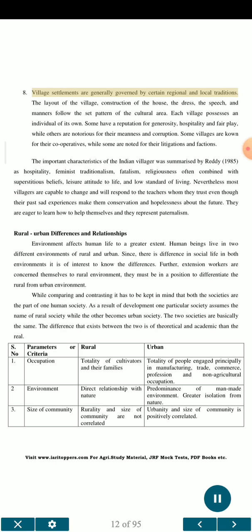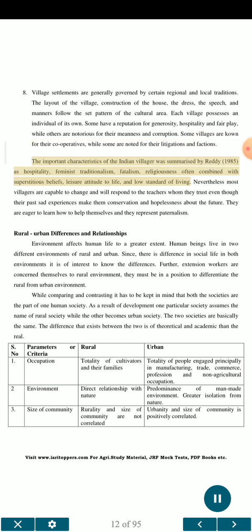8. Village settlements are generally governed by certain regional and local traditions. The layout of the village, construction of the house, the dress, the speech, and manners follow the set pattern of the cultural area. Each village possesses an individuality of its own. Some have a reputation for generosity, hospitality and fair play, while others are notorious for their meanness and corruption. Some villages are known for their cooperatives, while some are noted for their litigations and factions.